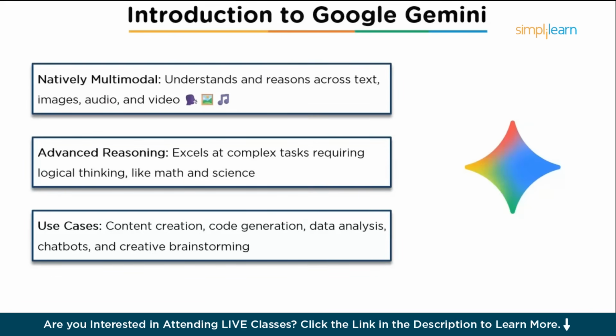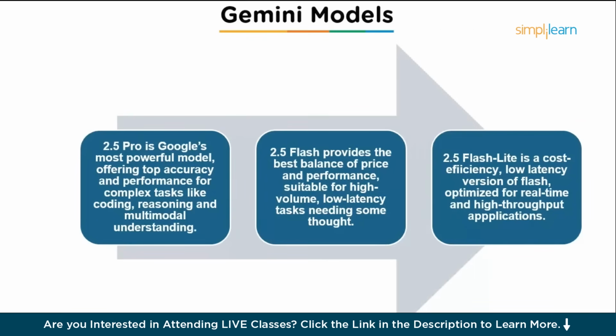Its powerful, flexible nature allows users across industries to unlock new possibilities with AI. Now let's go through the Gemini models one by one. First, we have Gemini 2.5 Pro, which is Google's most powerful and advanced model.